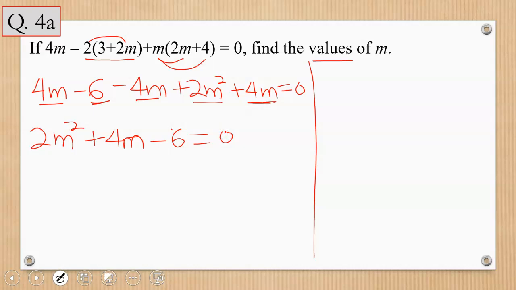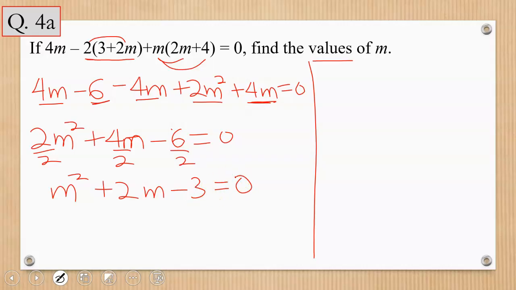All right, so we have a quadratic equation here, but I can see that 2 can divide through, and so when I divide everything by 2, I get m squared plus 2m minus 3 is equal to 0. Now we are going to solve this quadratic equation. We can use the factorization method and all other methods that we know, but this is a very simple quadratic equation, so we can use factorization.